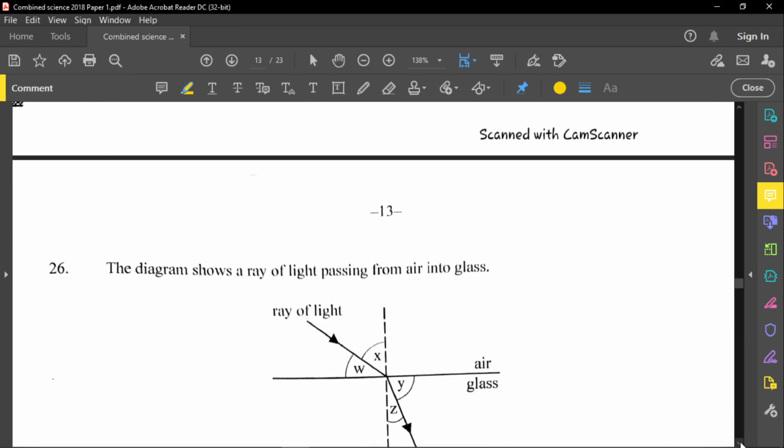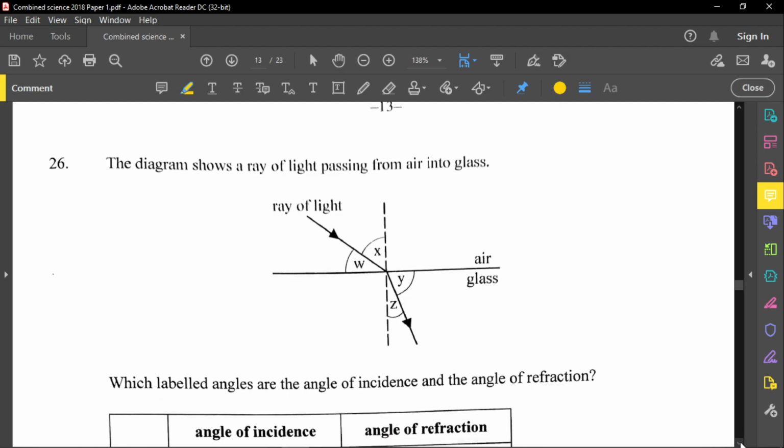So 26 now. The diagram shows a ray of light passing from air into glass. Just to make a note here, air is optically less dense and glass is optically more dense. The angle of incidence will be greater in the optically less dense medium and smaller in the optically more dense medium. So the angle of incidence here is greater than the angle of refraction.